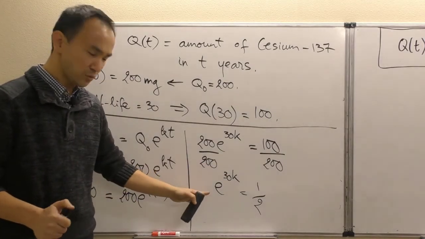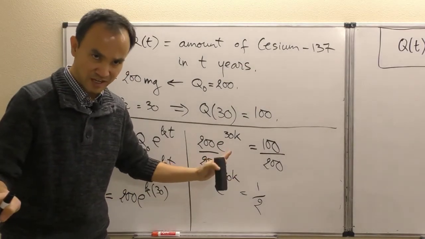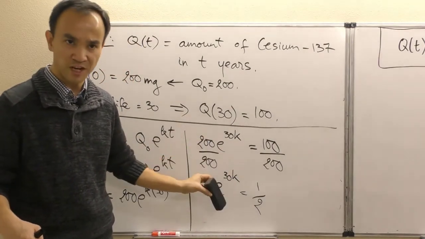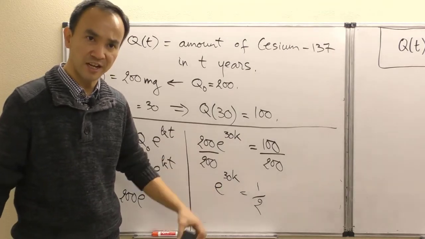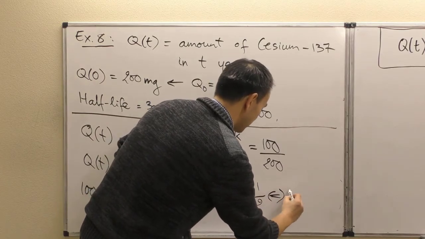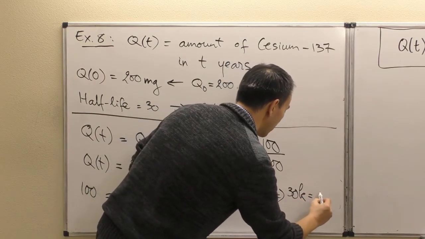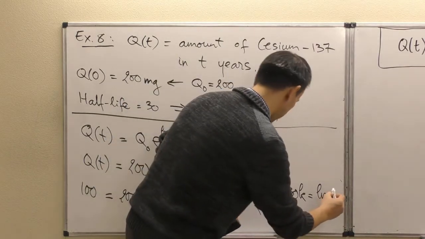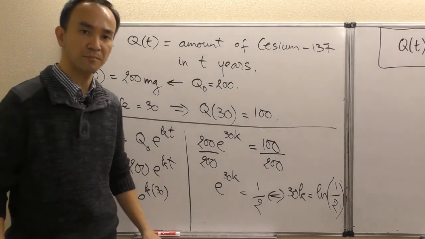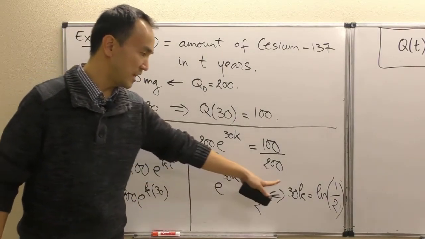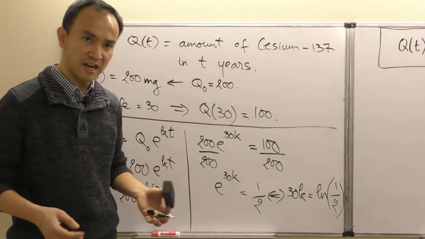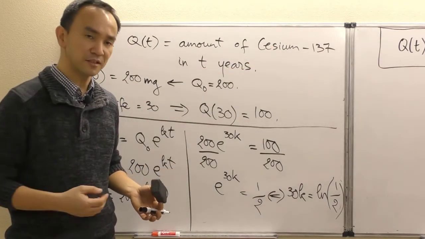And so now in this way right here, again, just like many of the earlier problems we have done, this is an equation in exponential form. And this is a perfect place where we apply our logarithm understanding. So I'm going to rewrite this equation as 30k equals log base e of 1/2. I'm going to utilize my space on the other board to write down our final k value and the complete function.